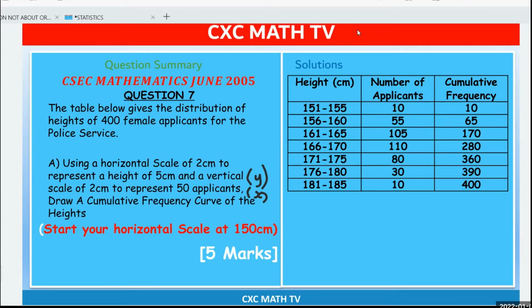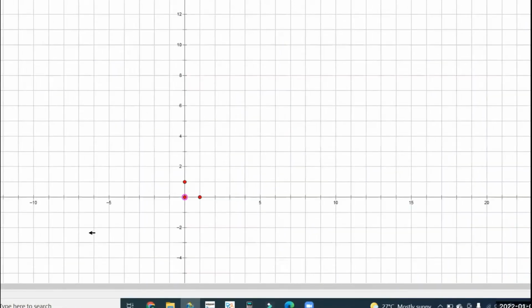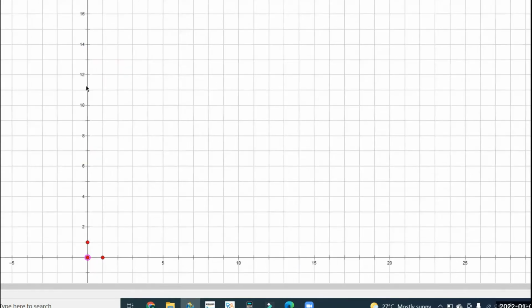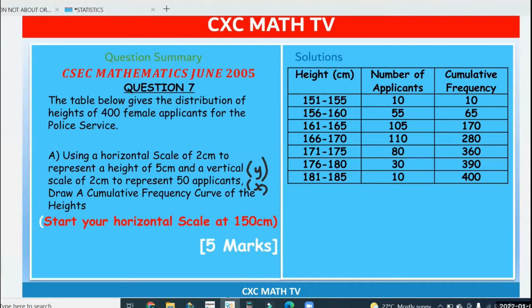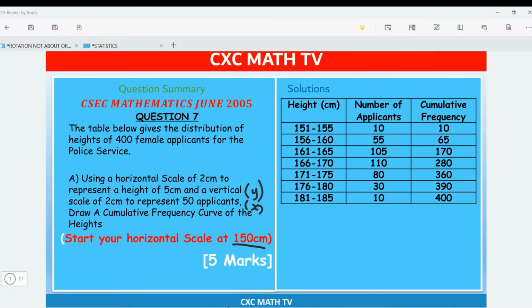And so we're going to go to our graph. All right, so now that our graph has appeared, I want you to ignore the numbers right here. We're going to use the scale that they gave us. They said that we're going on the vertical axis 2 centimeters to represent a height of 5 centimeters. And it says start at 150. We start at 150, and that is for our horizontal scale. And remember, we said our horizontal scale is X. Horizontal means the letter X, vertical means the letter Y.